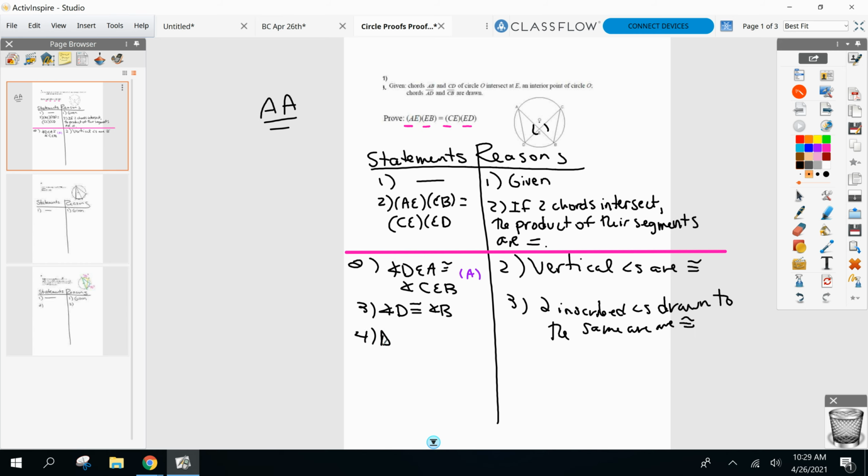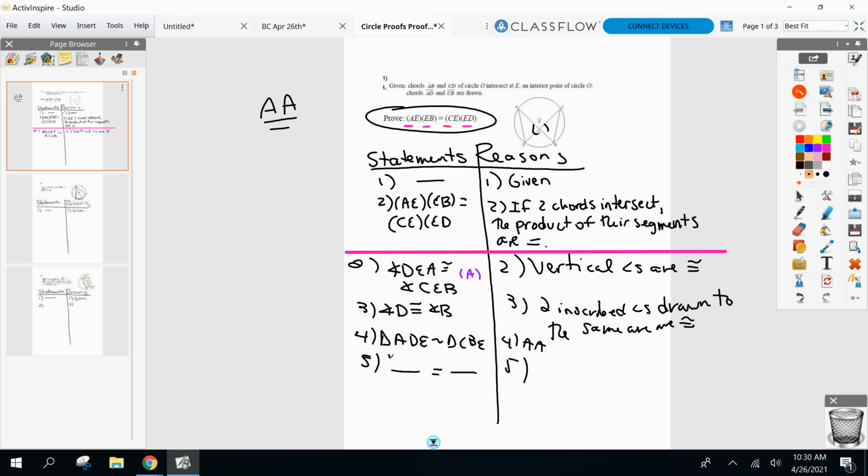Now you can tell me triangle ADE is similar to triangle CBE. Now, I'm not ready for the proof statement yet. After you show me two triangles are similar, the next thing you can tell me is true is that their corresponding sides are in proportion. How do I create that proportion? That comes from the proof statement.